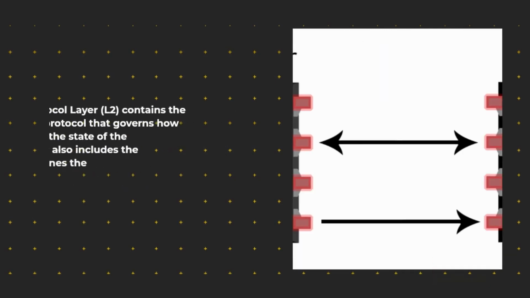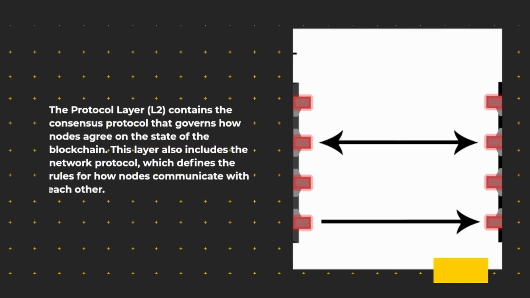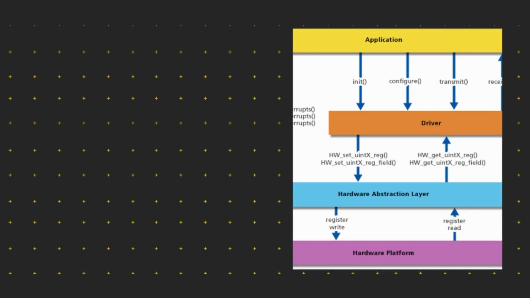The protocol layer, L2, contains the consensus protocol that governs how nodes agree on the state of the blockchain. This layer also includes the network protocol, which defines the rules for how nodes communicate with each other.